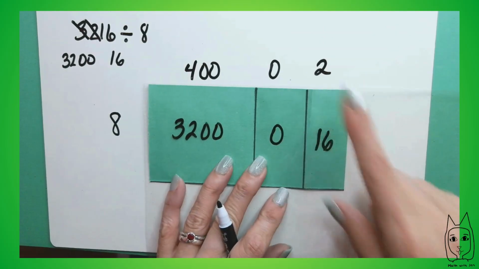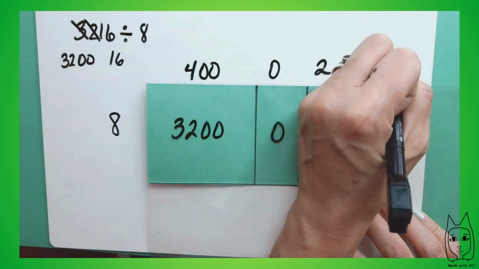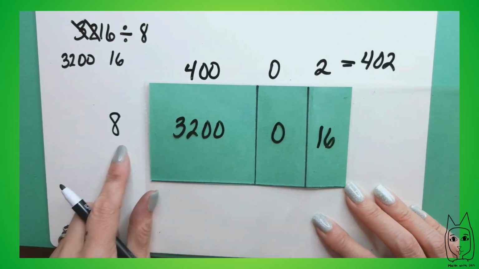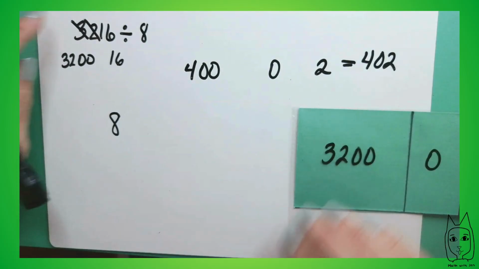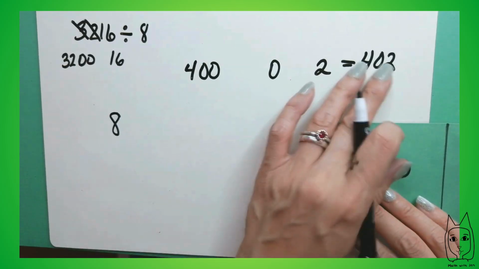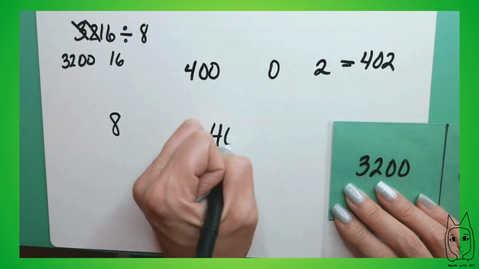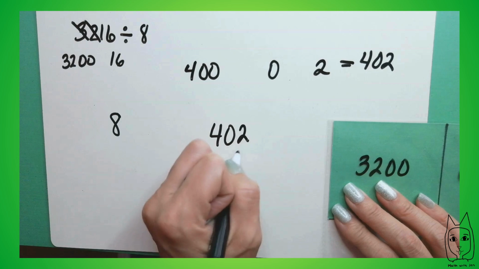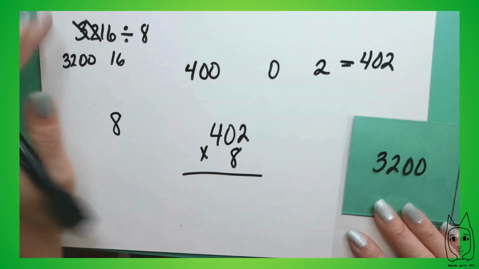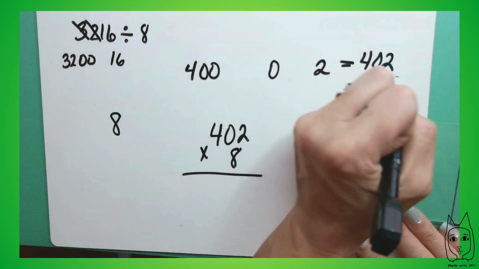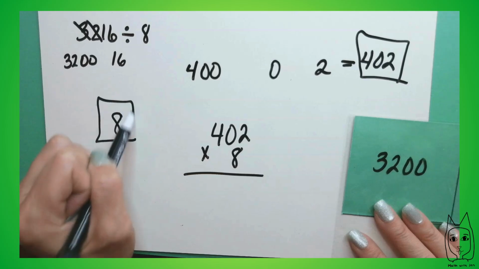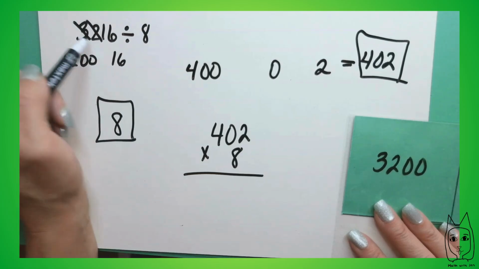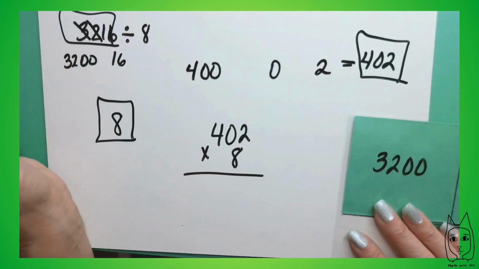I'm going to add these numbers together. 402 times 8 is 3,216. And check my math to make sure that this is correct. I'm going to take that 402 that I'm saying is my answer. I'm going to multiply it by 8. So after you're done dividing, take whatever your quotient, this is called your quotient, take your quotient and multiply it by your divisor to see if you end up with what you were dividing up to begin with.